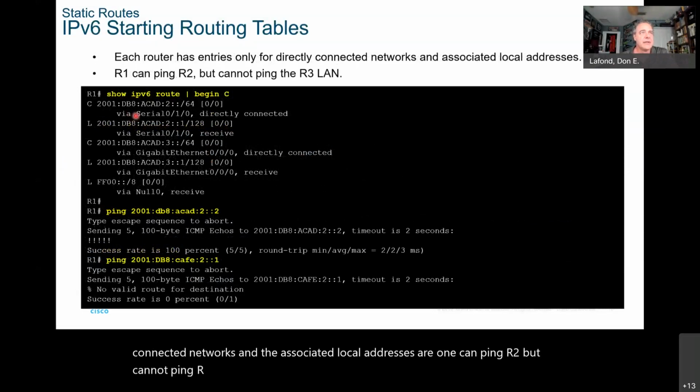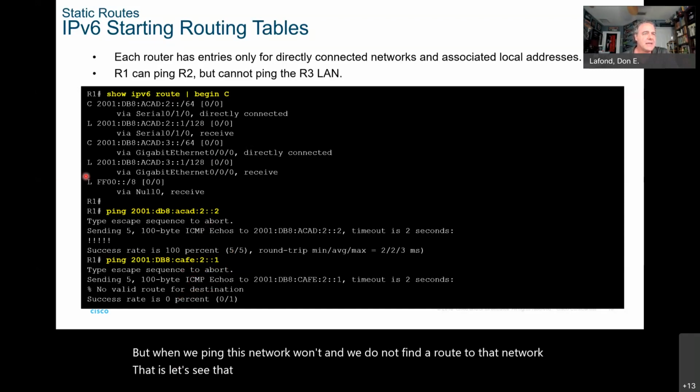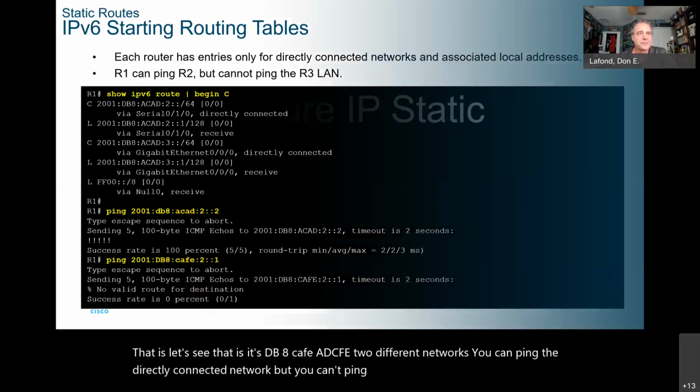And here we see the same thing when we do IPv6. We can see the 2 network and the 3 network, but when we ping this network, we do not find a route to that network. That's DB8 CAFE, or ACAD. This is CAFE. Two different networks. You can ping the directly connected network, but you can't ping the distant network.